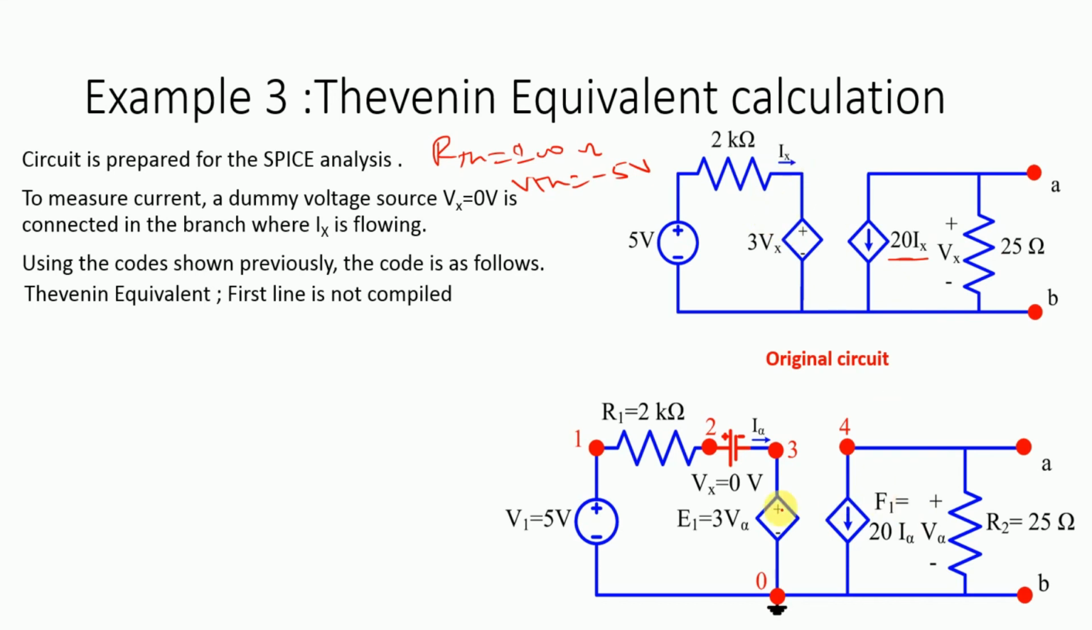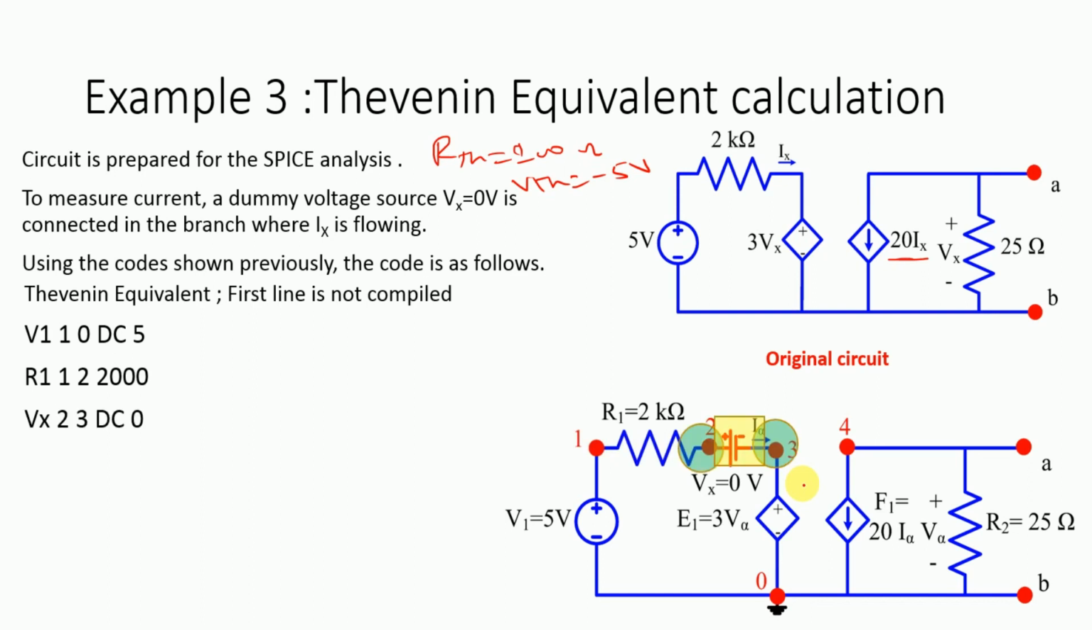Above it is X, it does not matter. Here we have 3 times V alpha, and this V alpha is the voltage across these two particular points, or the voltage across node number 4 and node number 0, right? So this is a basic instinct of our circuit analysis. So first of all, we model this voltage source, then we model this resistance.